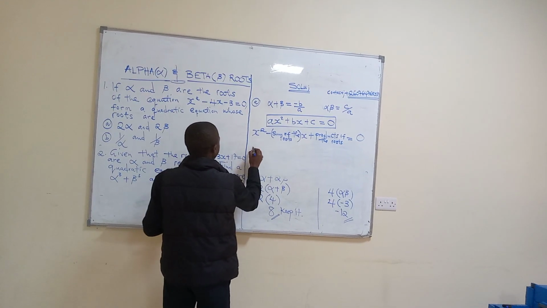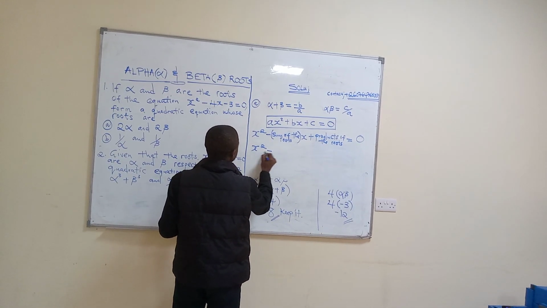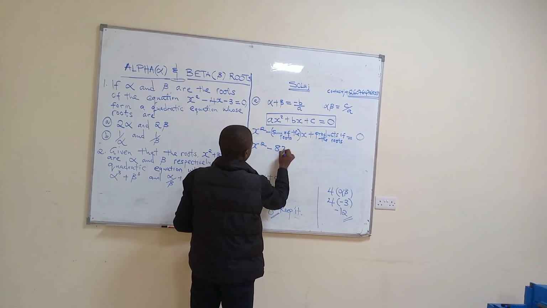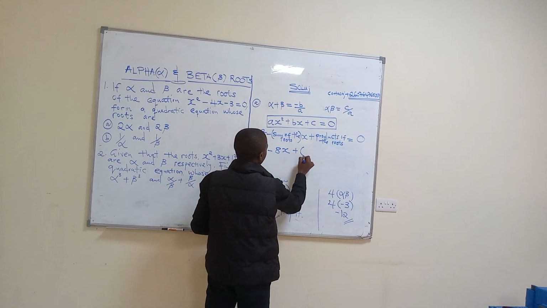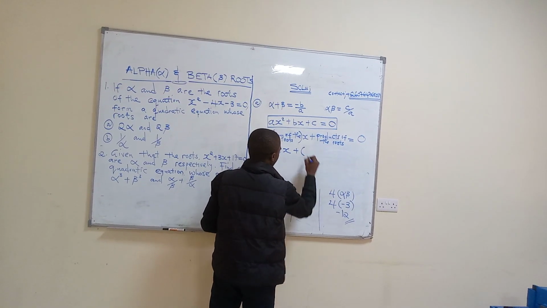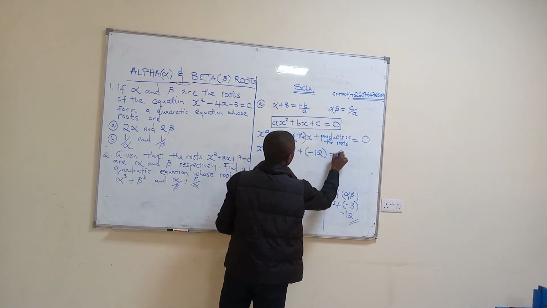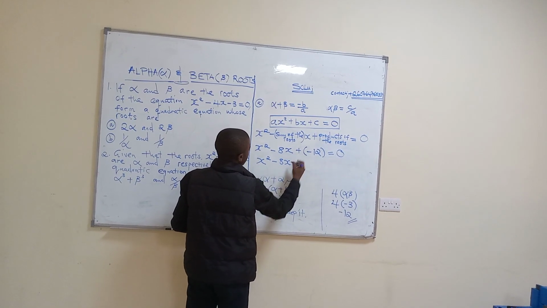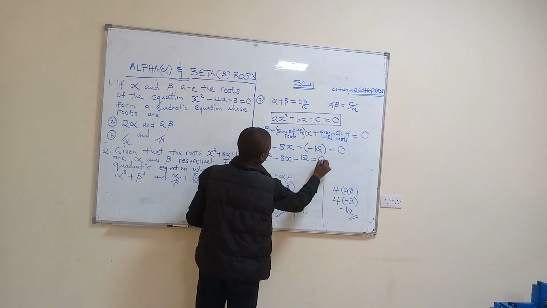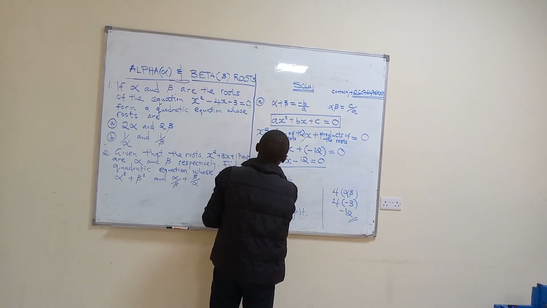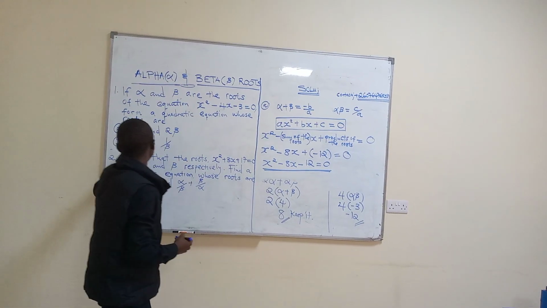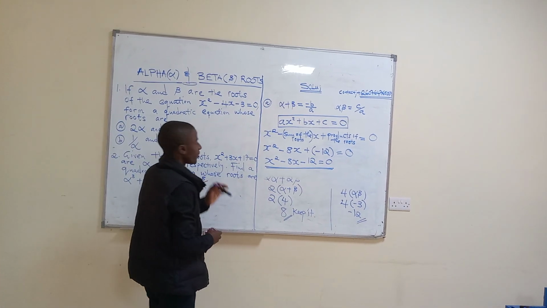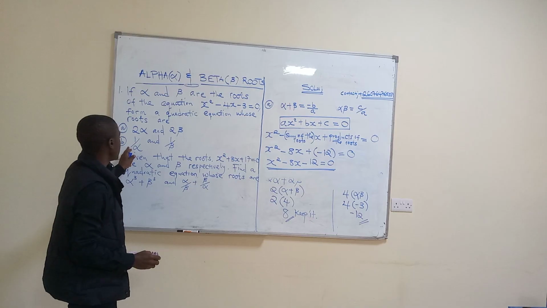So you are going to write x squared minus the sum of the roots, which you have calculated to be 8, so 8x, plus the product of the roots, that is negative 12, is equal to 0. So x squared minus 8x, positive times negative is negative 12, is equal to 0. So this is your quadratic equation for 2 alpha and 2 beta. This is the final answer. From there, we can now proceed to B.